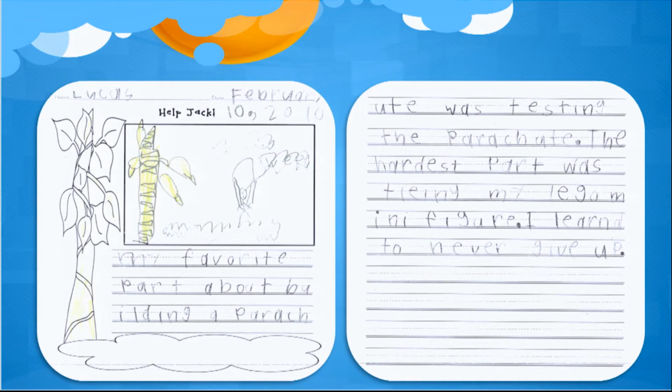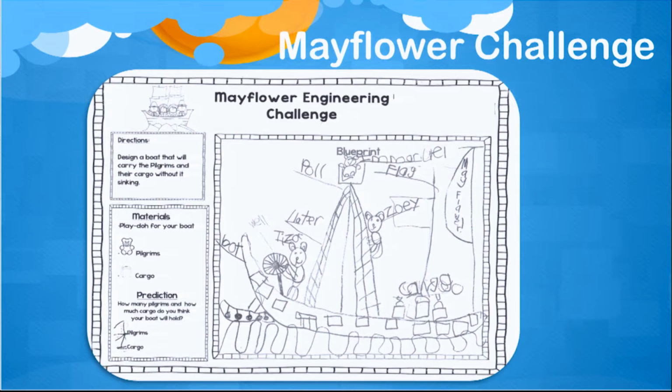So good life lesson. During Thanksgiving time, we did a Mayflower engineering challenge, and they had to design a boat that would carry the pilgrims and their cargo without sinking. So on this activity, they had to make a prediction. We used teddy bears and Unifix cubes. They had to predict how many pilgrims they could take and how much cargo.